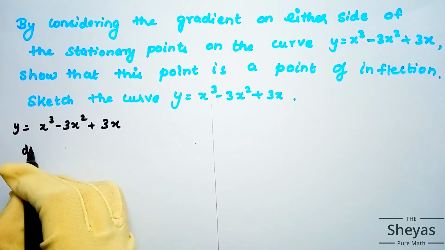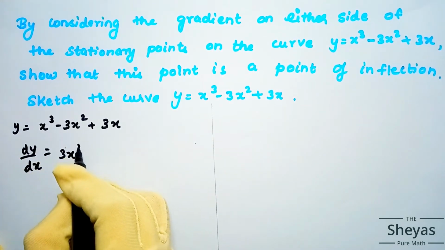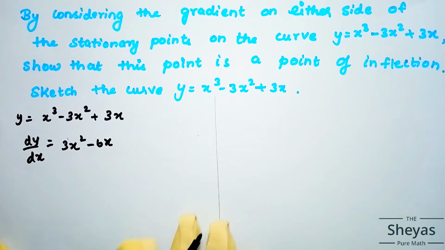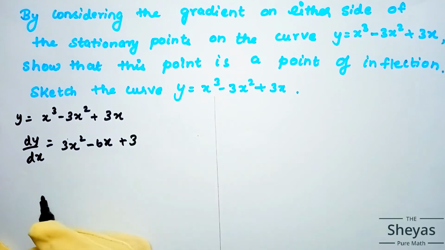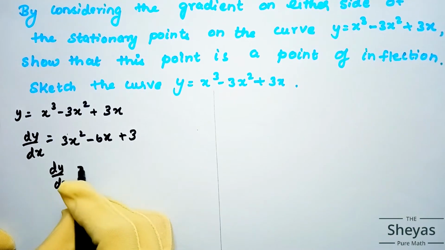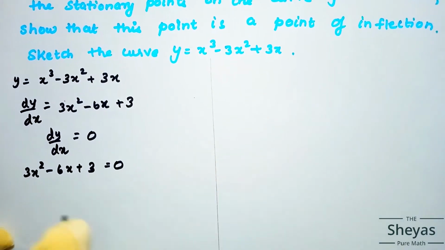First you have to differentiate it, dy by dx. Once you differentiate, x cube differentiation is 3x square, then minus 3x square differentiation is 6x, then 3x differentiation is 3. Now to find the stationary points, you have to put the first derivative equal to 0. So 3x square minus 6x plus 3 is equal to 0. Now I am taking 3 outside, so x square minus 2x plus 1 is equal to 0.